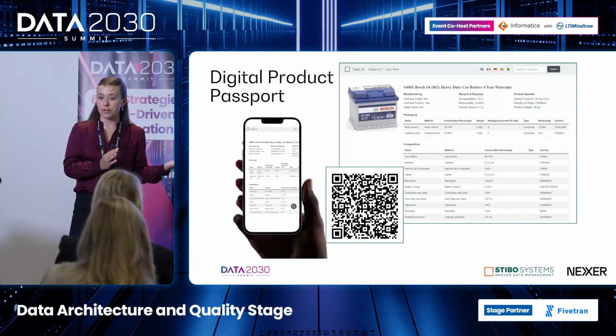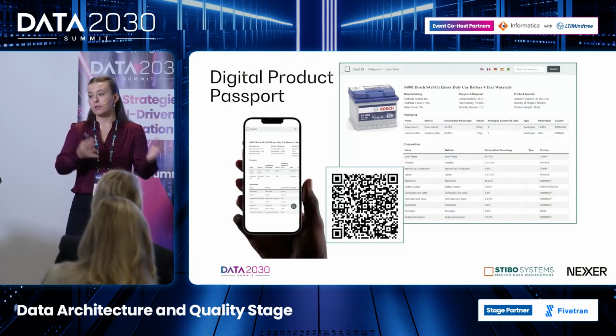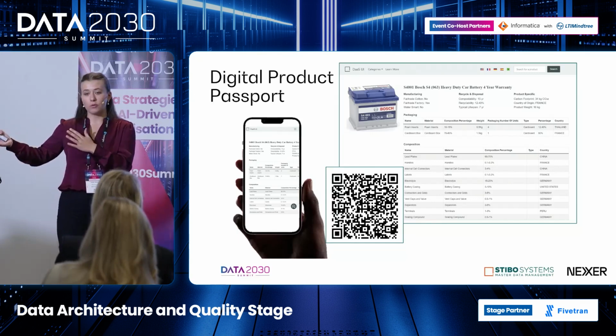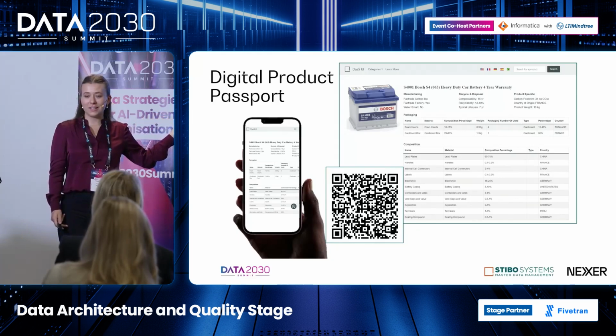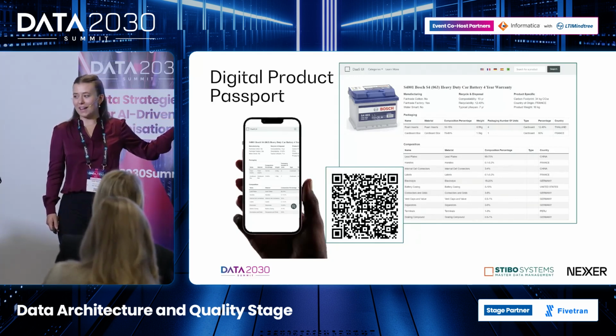So when you have a sustainability solution that's only for batteries, but then you need to scale that so that it works for all of your products, you have the ability to do that. If you have a moment, I would suggest scanning this QR code, and you can see it in action.